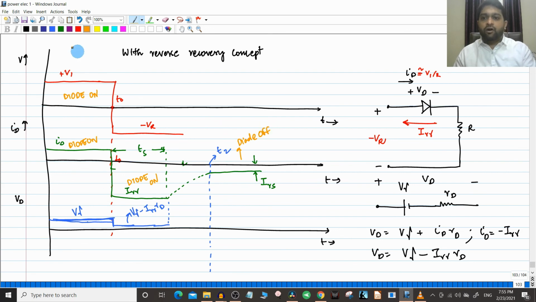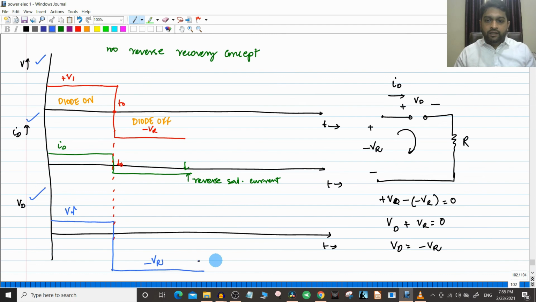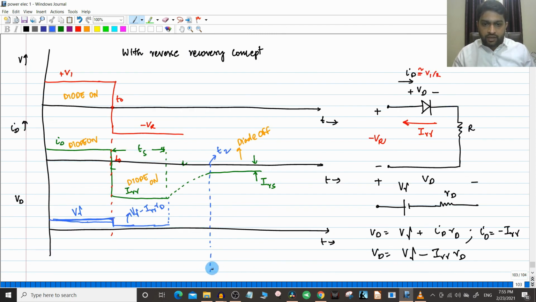And once the diode is off, what is the voltage? We are already seeing. Once the diode is off, the voltage will be minus VR. So from this point onward, the diode voltage will be minus VR. So from here to here, you are having a transition, which we can just plot like this. So this is the transition. The voltage is going towards minus VR.